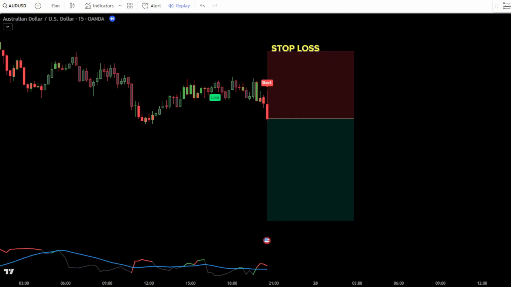Place the stop loss at the most recent high. Use a take profit target with a risk to reward ratio of 1 to 1.5.